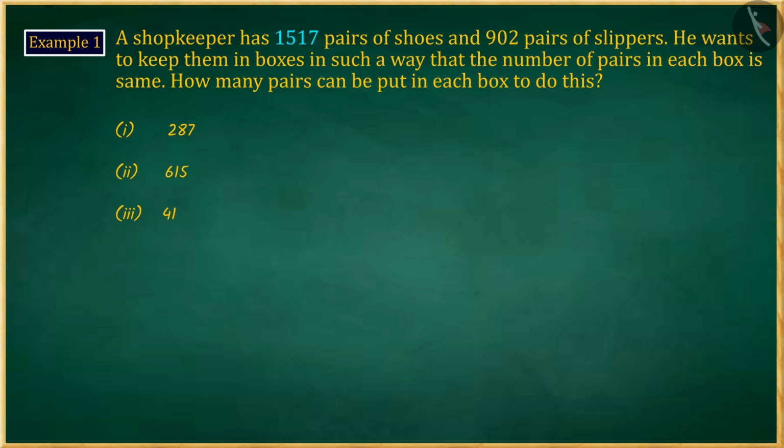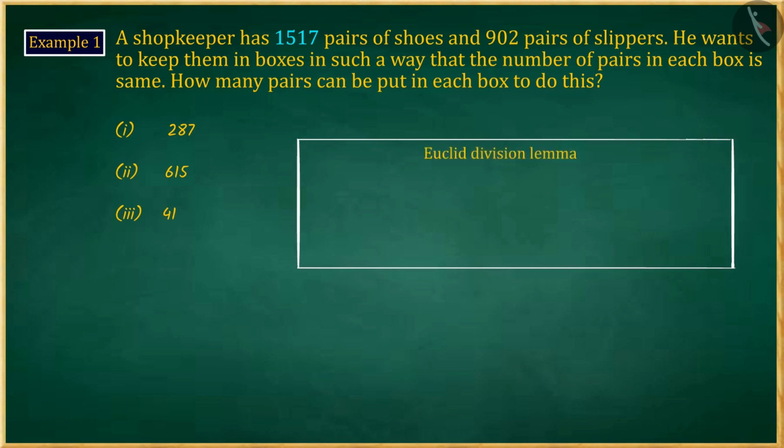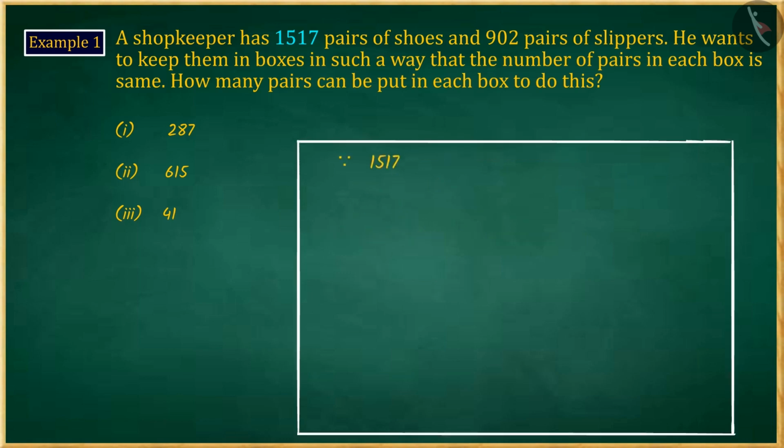Since here we have to find out the equal number of pairs of both types of footwear that can be kept in the box, we have to find out the HCF of both, and for this we use Euclid's division lemma. Here 1517 is greater than 902, so we substitute the value of a and b and solve.